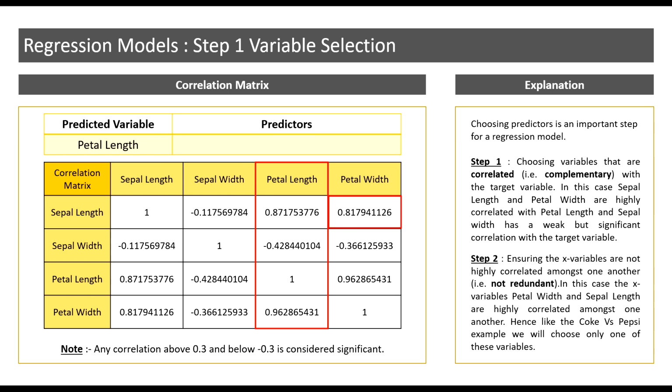Now, after steps 1 and 2 in variable selection, the chosen predictors or x variables are as follows. We choose either sepal length or petal width along with sepal width to predict petal length.